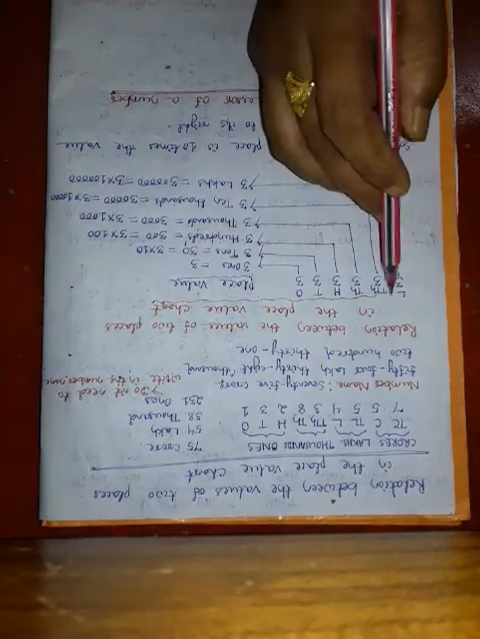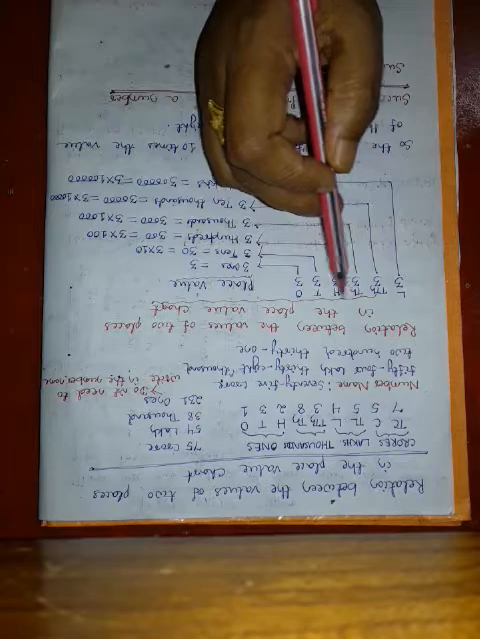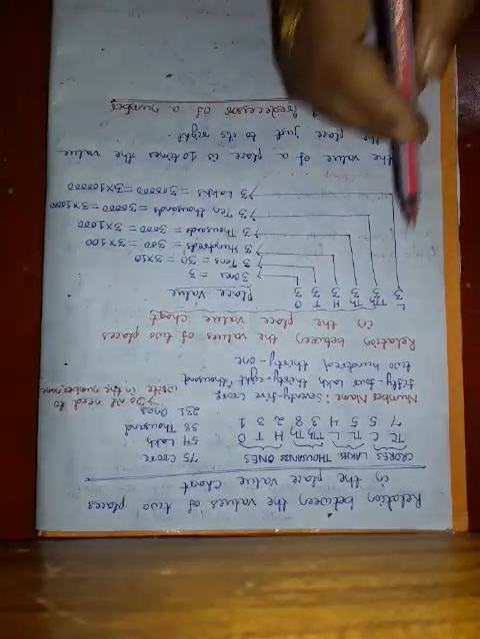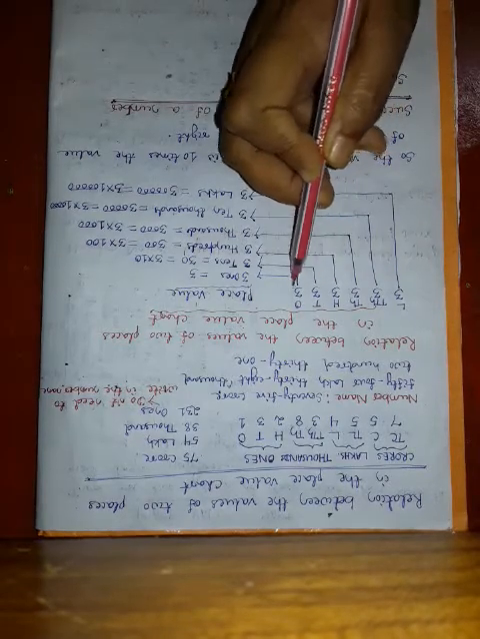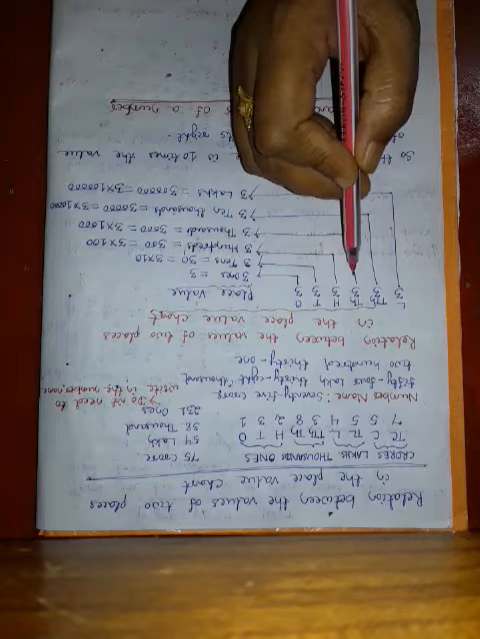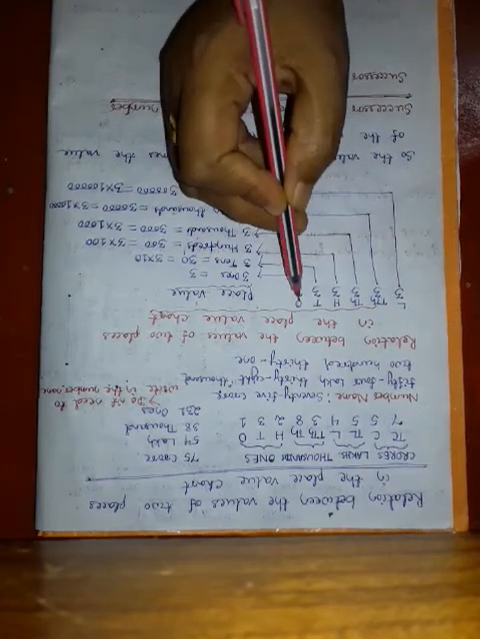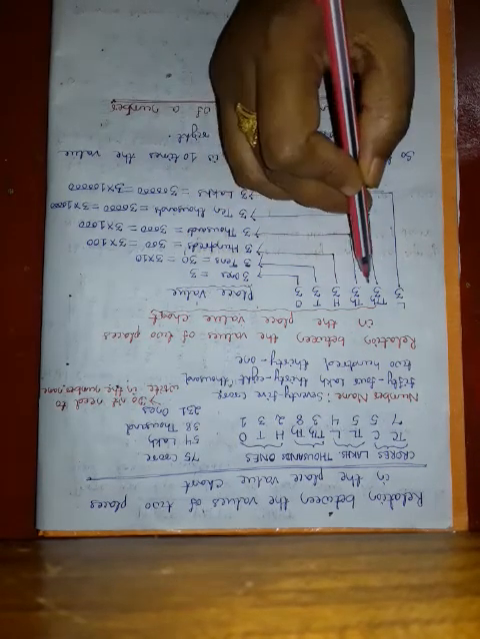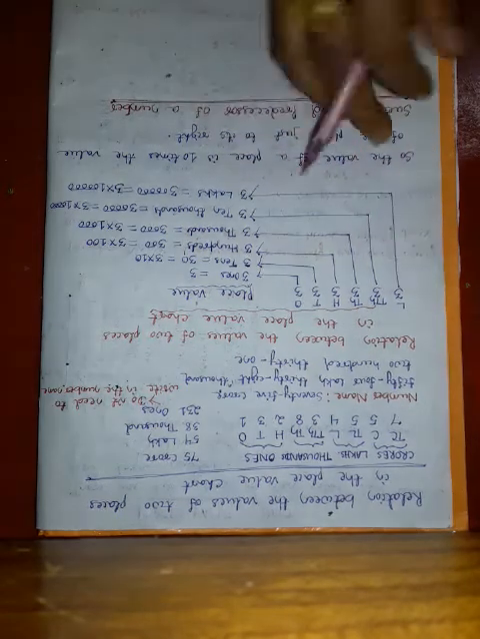Then we will discuss the relation between the values of two places in the place value chart. Let us take the numeral 333333. This contains 6 digits. This is the ones place, this is the tens place, this is the hundreds place, this is the thousands place, this is 10,000 place and this is lakhs place.